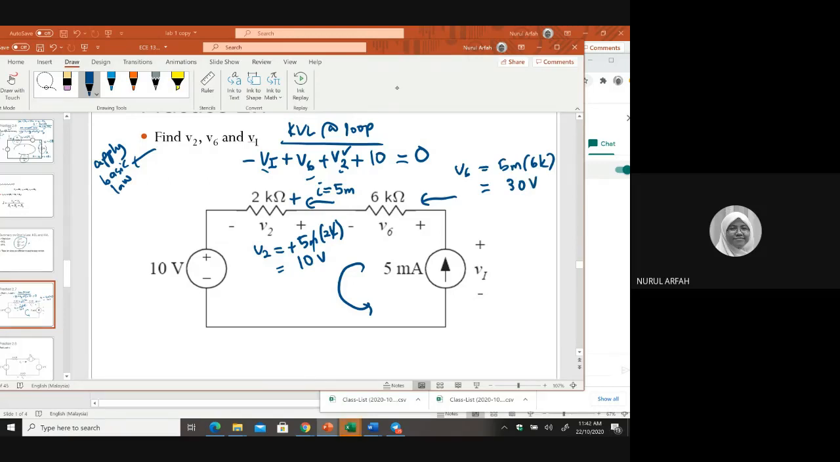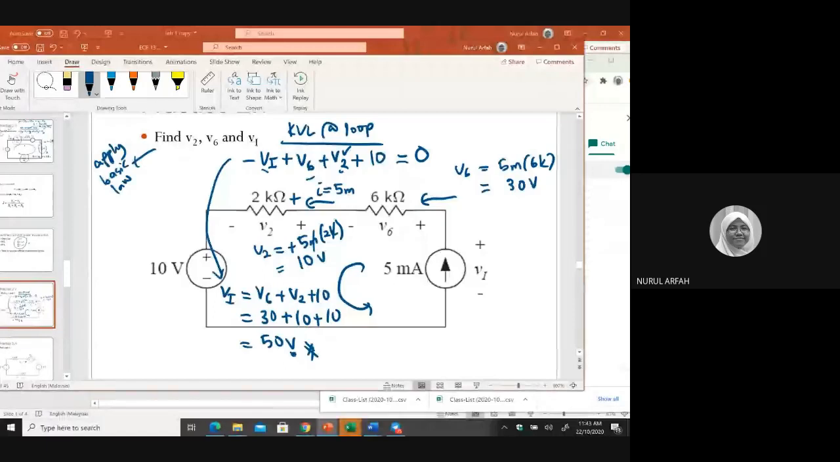Now you can find V1. V1 coming from here is equal to V6 plus V2 plus 10. And this is 30 minus V6. 30 plus 10 plus 10, 50. And please make sure you write down the unit.